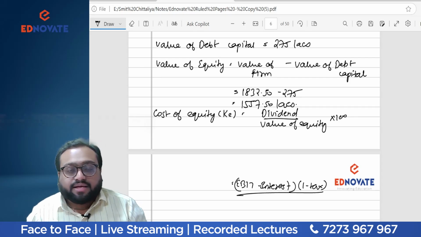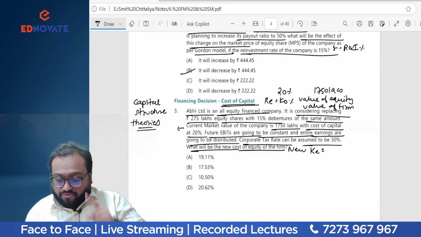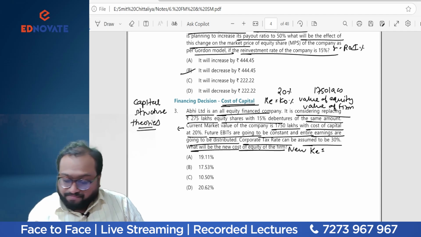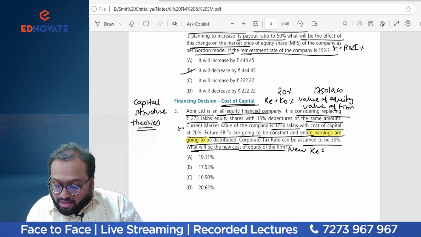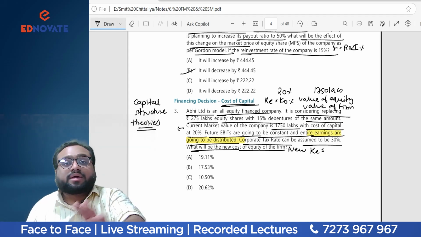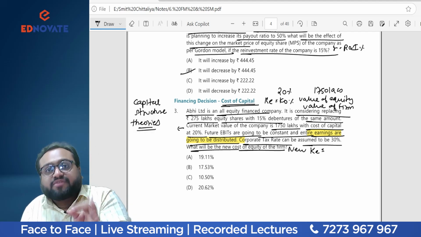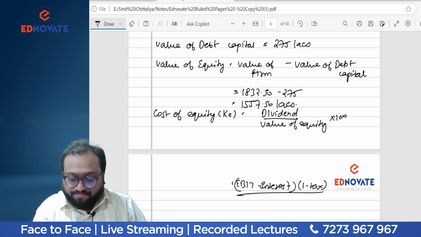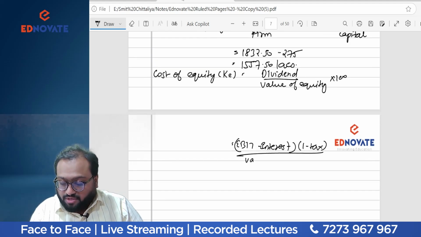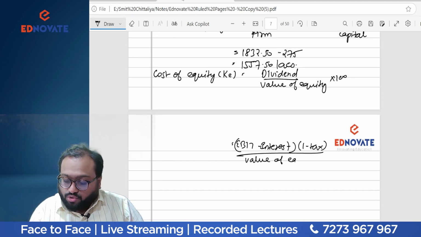There's no retained earnings. Even there's an assumption, if you know, and they have given also over here that all earnings are going to be distributed, means they are going to keep nothing in form of retained earnings, and that is why my EAT will be earnings available for equity shareholder, which will be my dividend. Is it a yes or no, boys and girls? Divide by value of equity into 100.